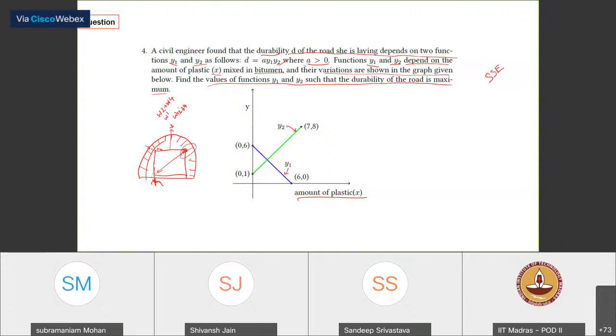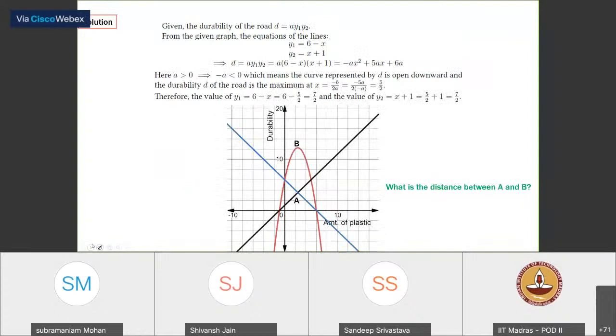Then what is the purpose of D is equal to A times y1 and y2? No, D is giving you the parabola, right? I mean, D is the durability. I'll just come to the solution, sir. Don't worry, I'll explain. I'll go to the solution then. We have more questions as well.